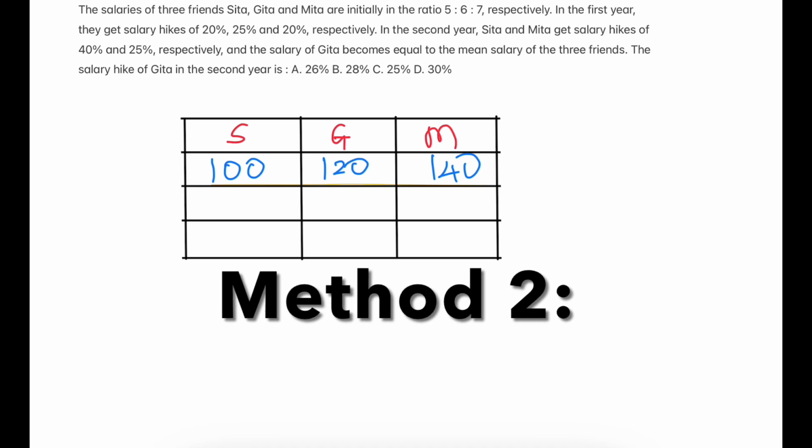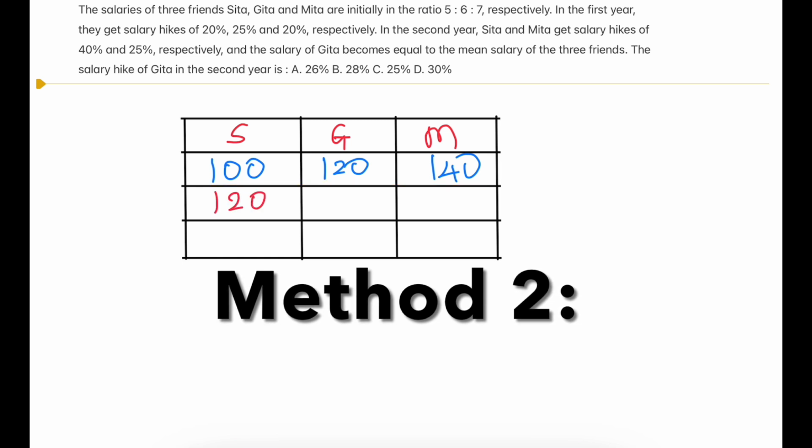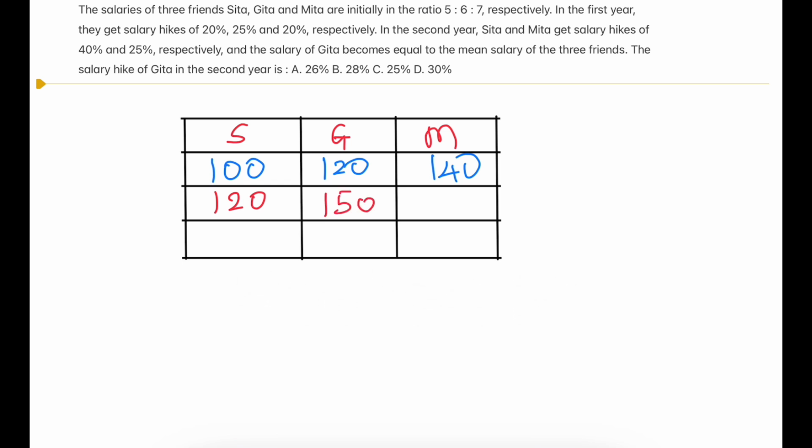In the first year, they get hikes of 20, 25 and 20%. So Sita's new salary is 20% higher, meaning 120. Gita's new salary is 25% higher. 25% is 1/4 of 120, that's 30. So Gita's new salary is 150 rupees. And Mita's new salary would be 20% higher. 20% of 140 is 28. So the value finally is 168.